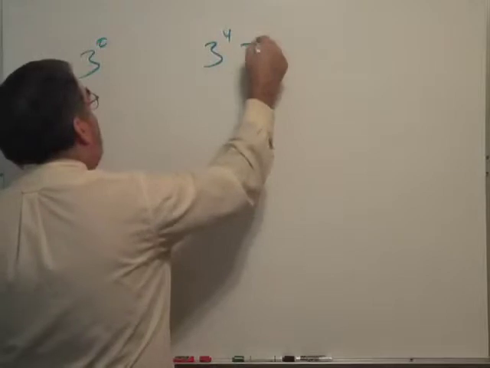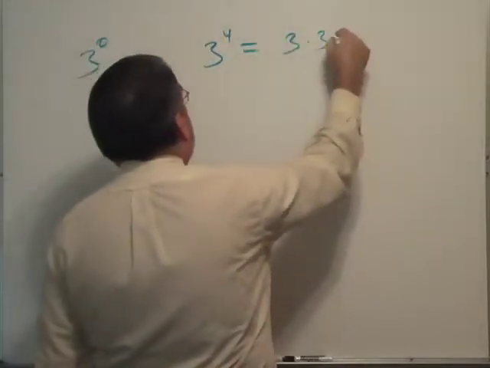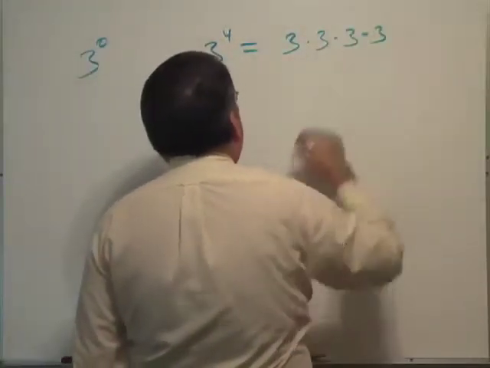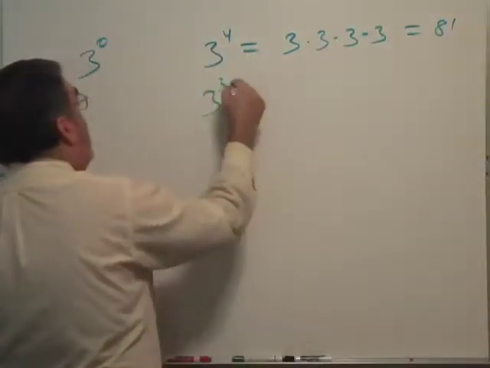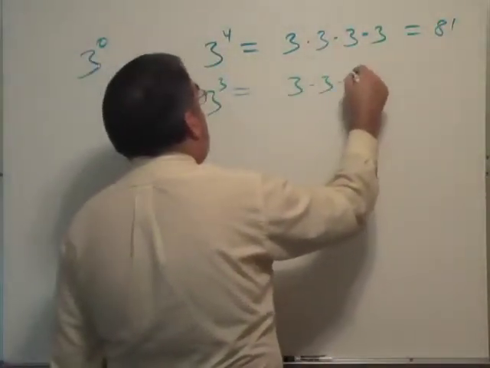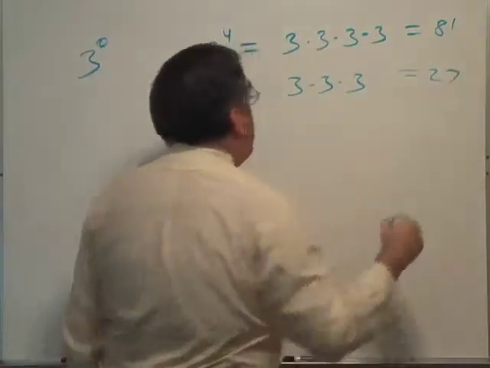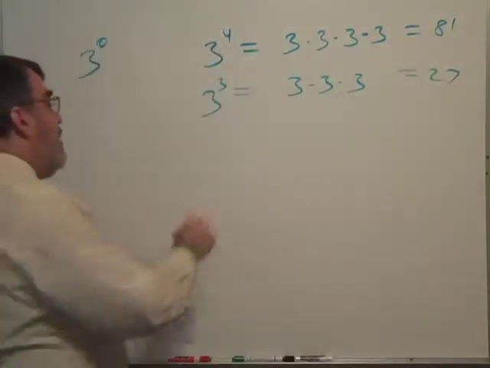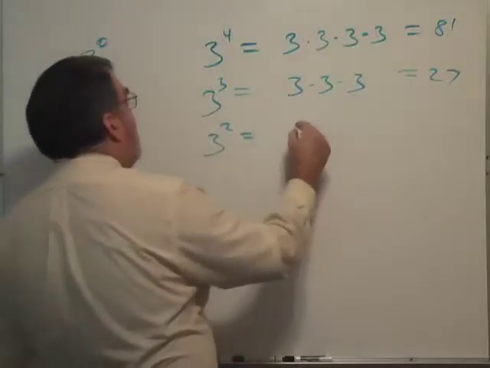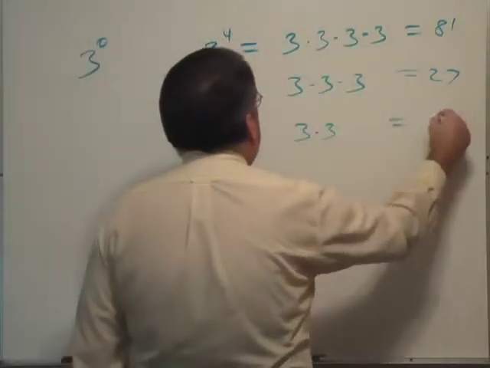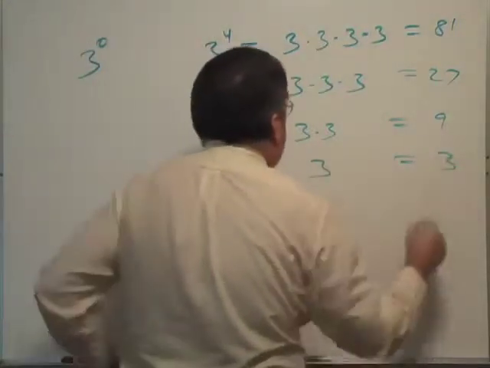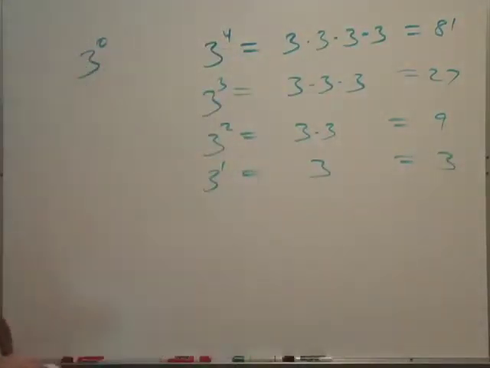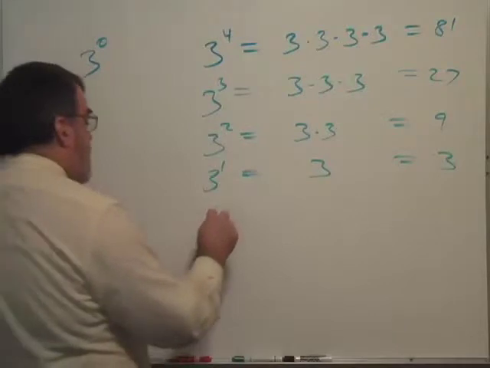3 to the 4th power is a product of four 3s, and that would be 81. 3 to the 3rd power is 3 times 3 times 3, which is 27. You might see where I'm going with this. 3 to the 2nd is 3 times 3, which is 9, and 3 to the 1st is 3, which is, of course, 3. Now we get down to 3 to the 0 power.